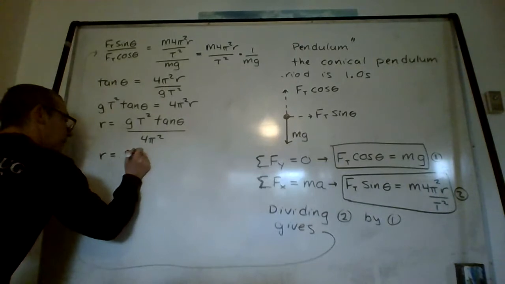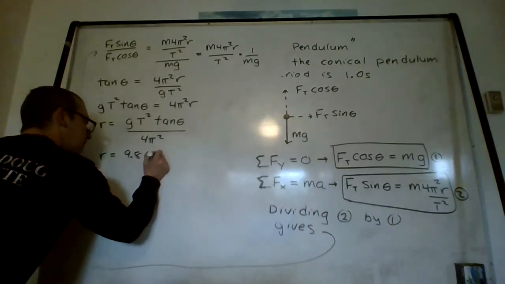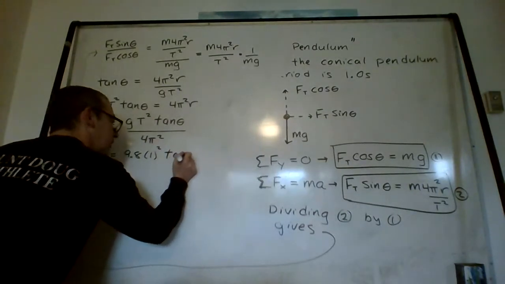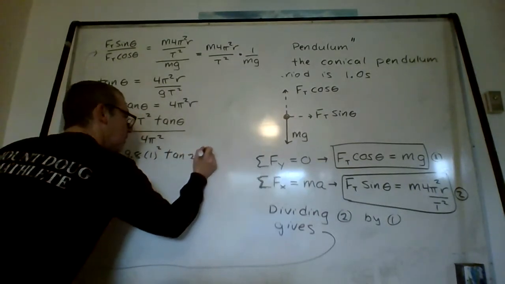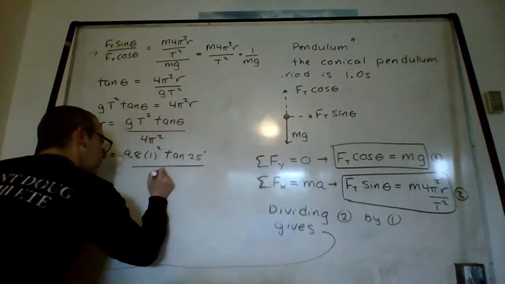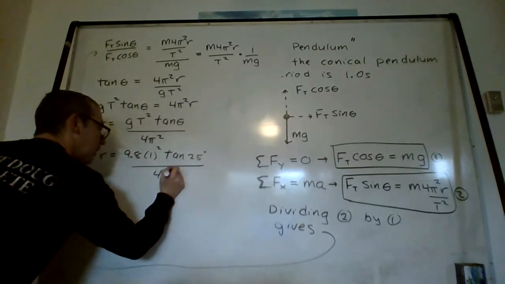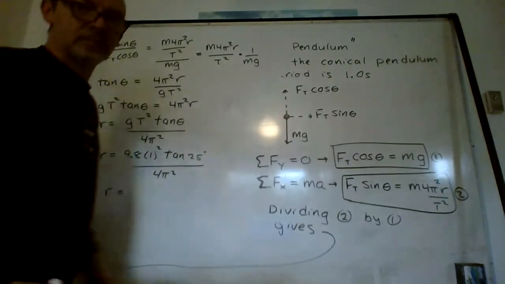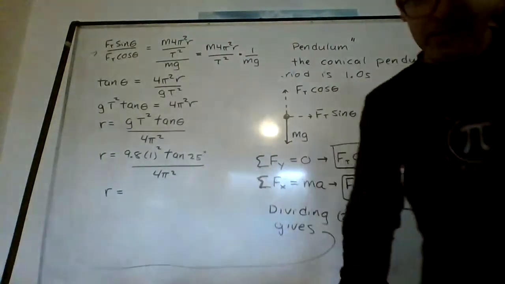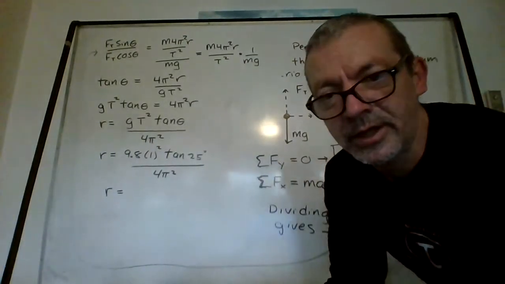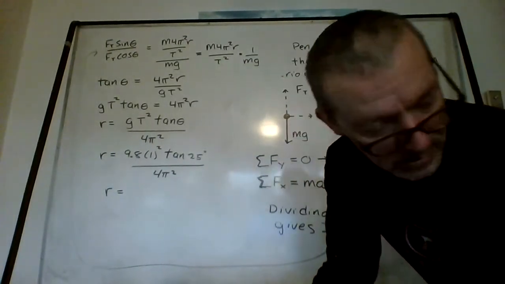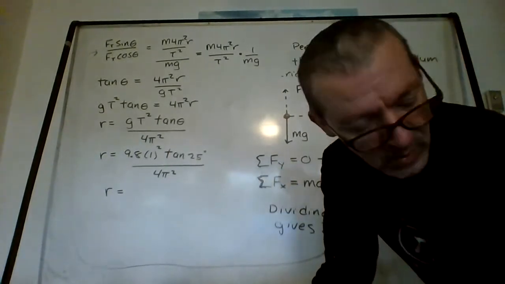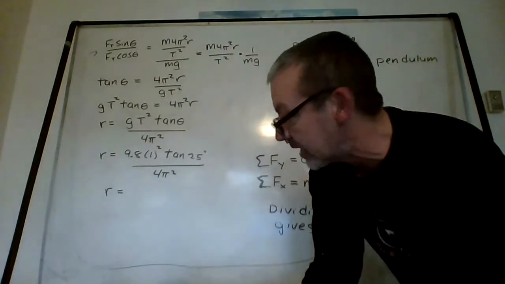So 9.8 for gravity. I don't need this piece. 1 is the period. And then the angle was 25 degrees. And then over 4 pi squared. And then I believe the calculator will crunch out, if I did it correctly, I get 0.116 for the radius.